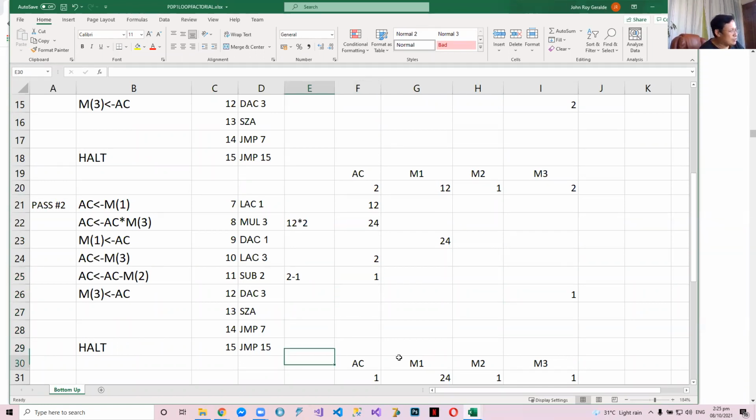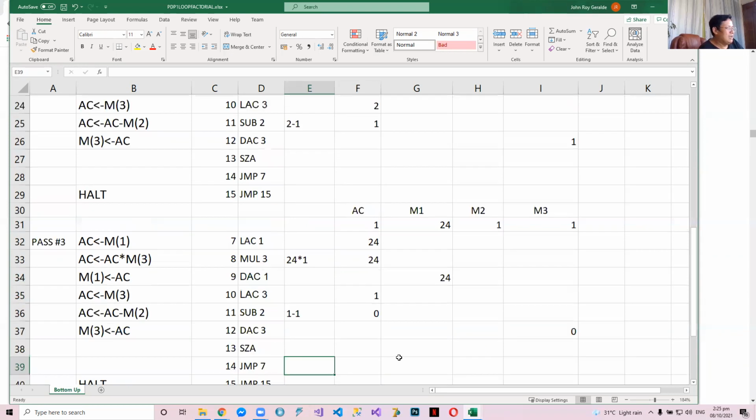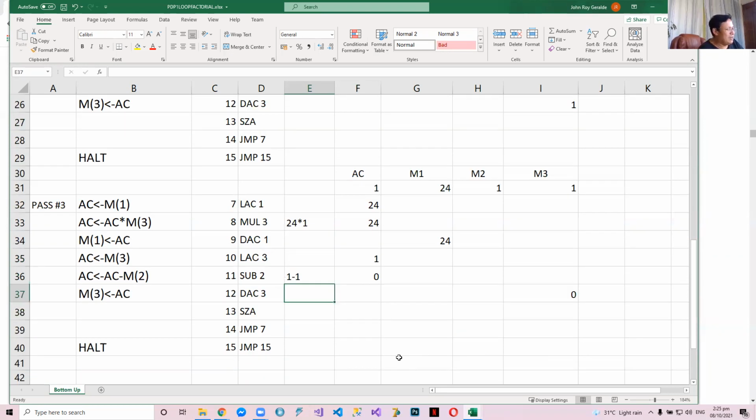So we'll jump back to 7. So we'll go back to this. And eventually we will reach 1 minus 1 and skip on 0 will work. When skip on 0 works, it jumps to 15 and this is a halt. Our answer is in M1. Okay, if you'd like to put it in AC, you can just have a load M1 before you halt. Okay, likewise, no? Any questions so far?